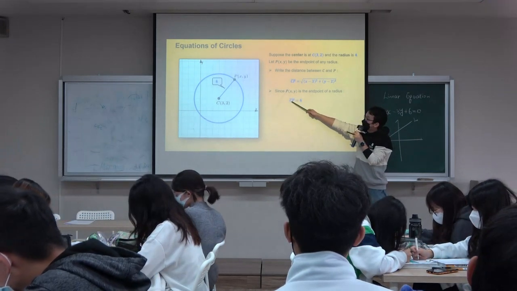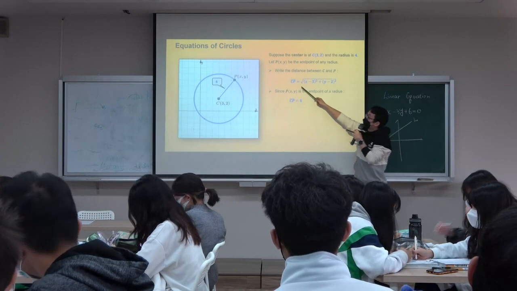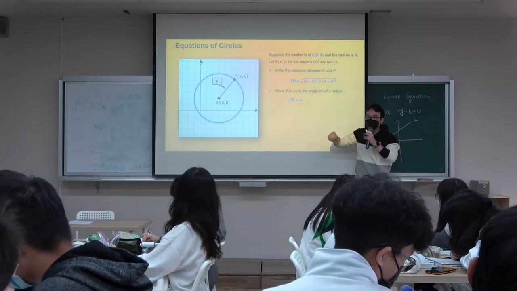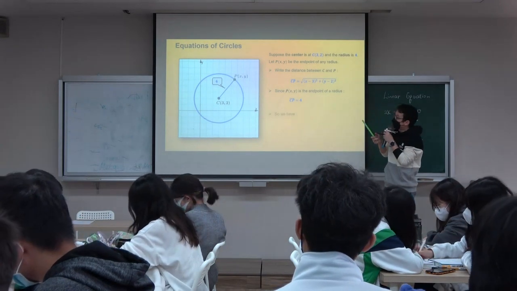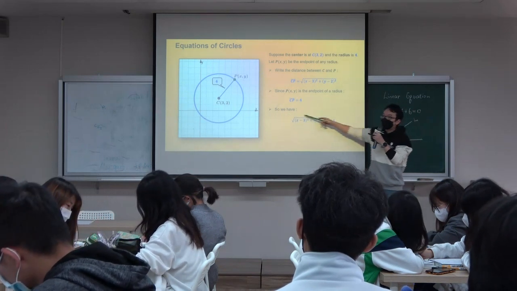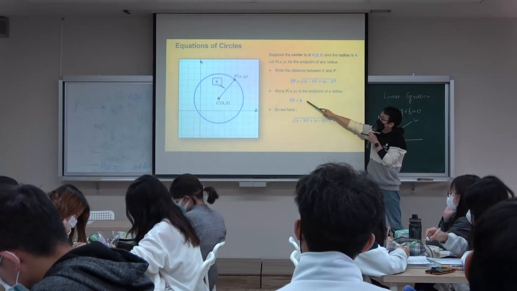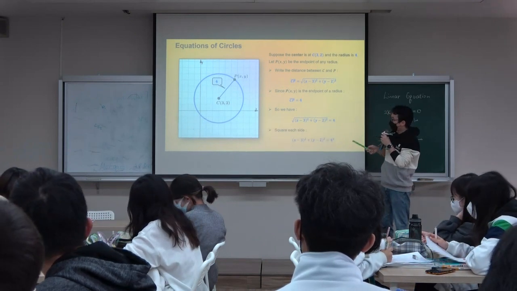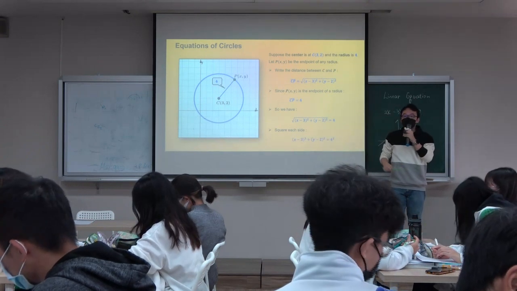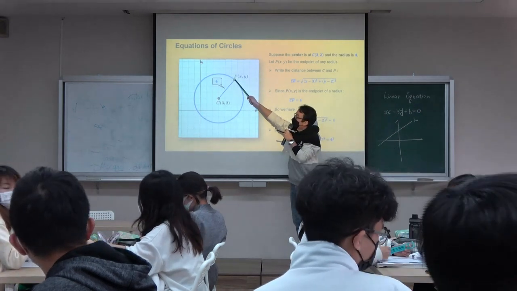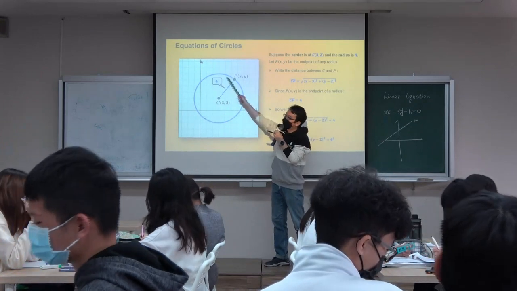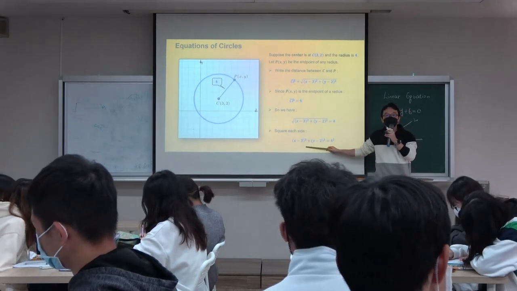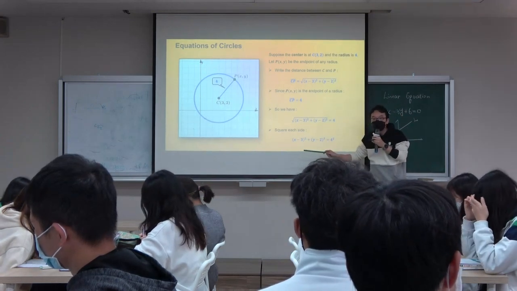So the radius is 4, right? This is the segment CP. This is also the segment CP. So they are the same. Okay, they are equal to each other. So we have this, right? This is equal to this. Okay, and we square each side. We have this equation. Okay, so that is if P is the point on the circle, no matter where it is, it has to satisfy this equation. Okay, so this is the equation of this circle.